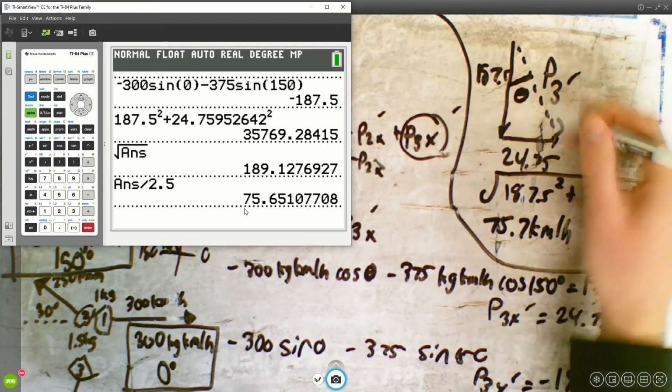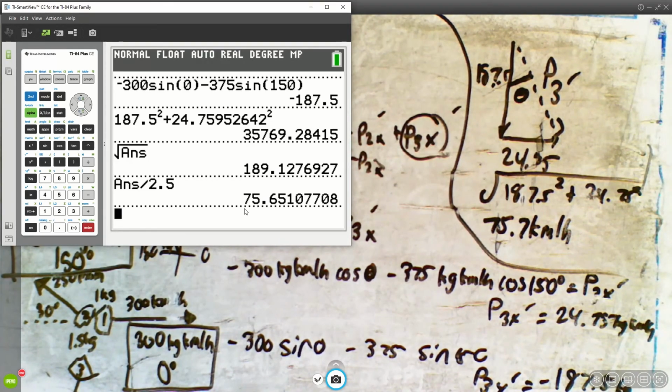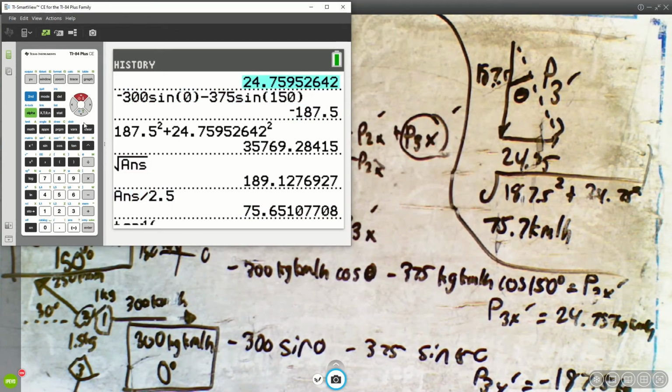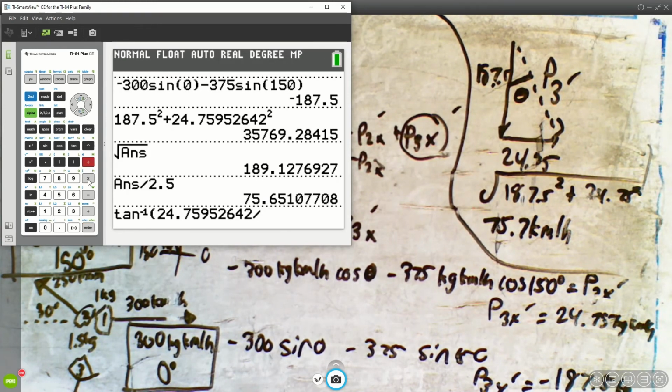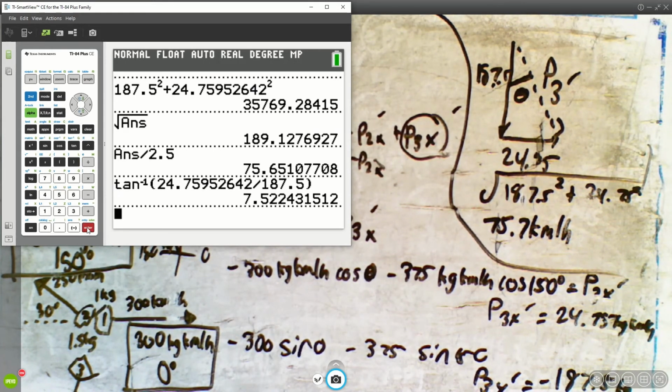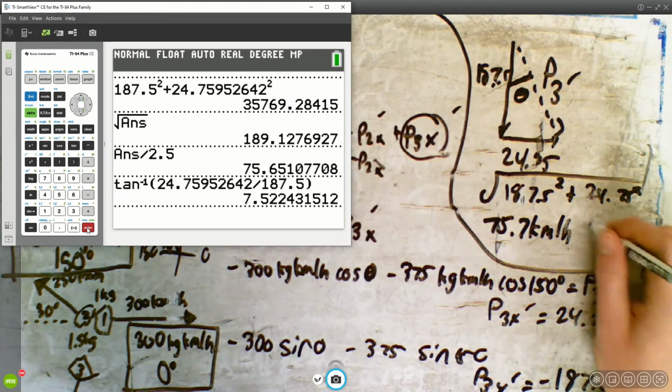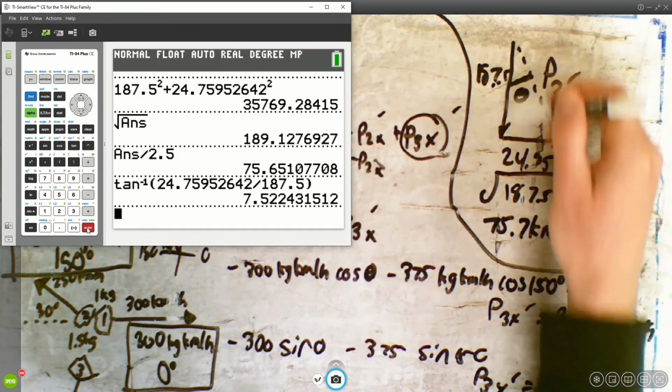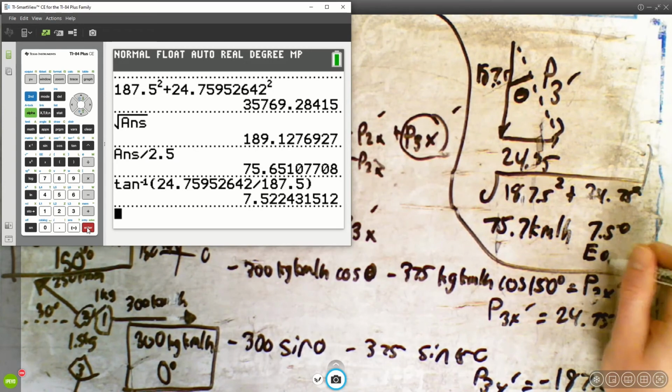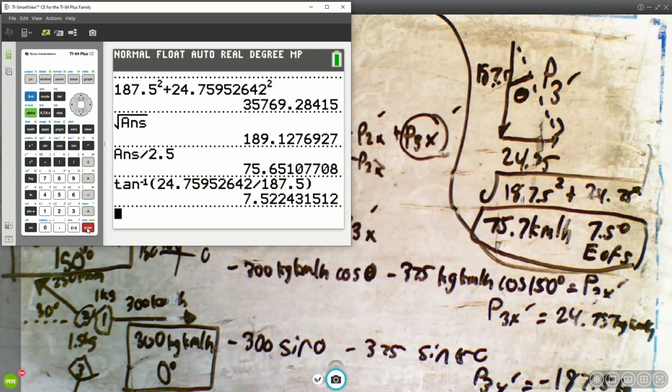Okay, we also need a direction because it asks for that. So tan negative 1 of opposite over adjacent, so tan negative 1 of the 24.75, but obviously use the whole answer, divided by 187.5. And we get that as our angle, 7.5 degrees, and we're not going south, we're going east of south. So that's how you do that one. Okay, and hopefully you got that as your answer as well.